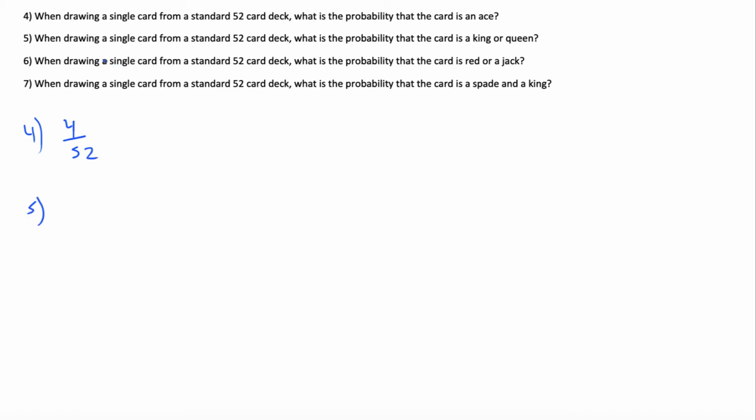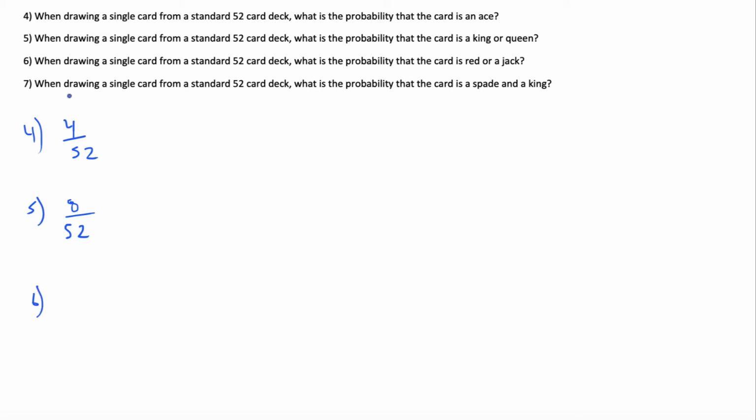Okay, what about the next one? We're going to draw a single card from a 52 card deck. What is the probability that the card is a king or a queen? We know that there are 4 kings and there are also 4 queens, right? So either or. That means out of the 52 cards total, there are 8 cards that are king or queen. So in this case, the answer is going to be 8 out of 52.